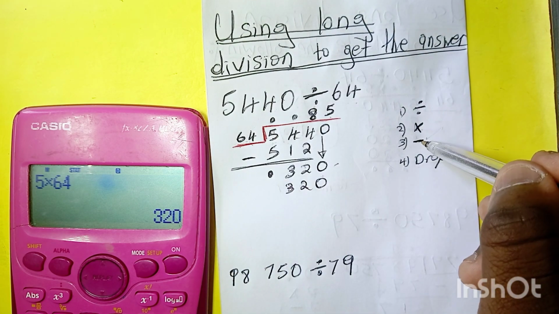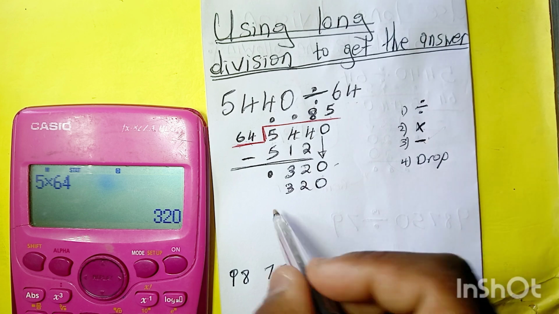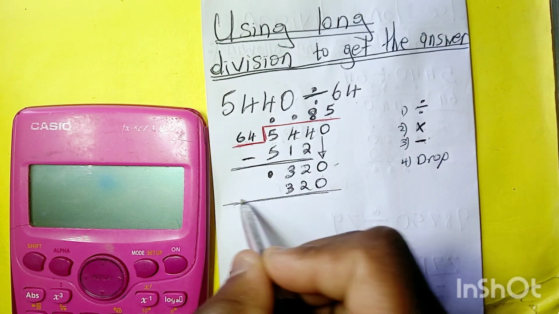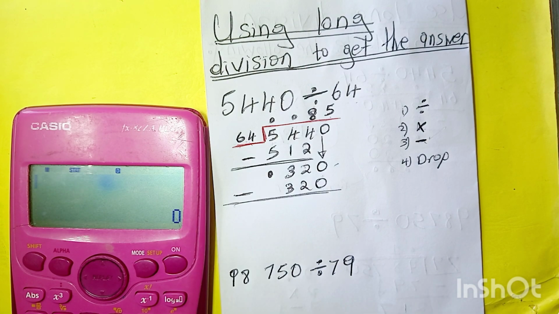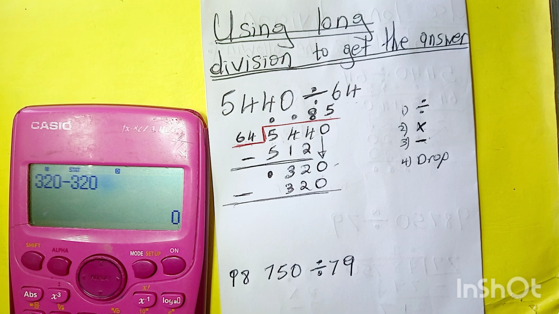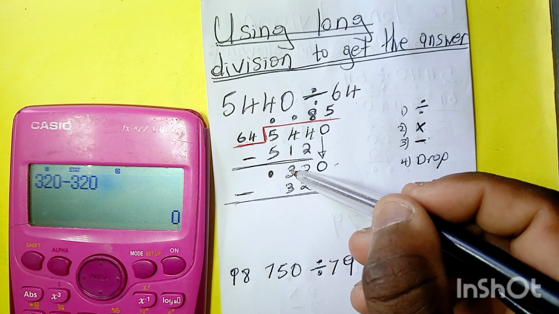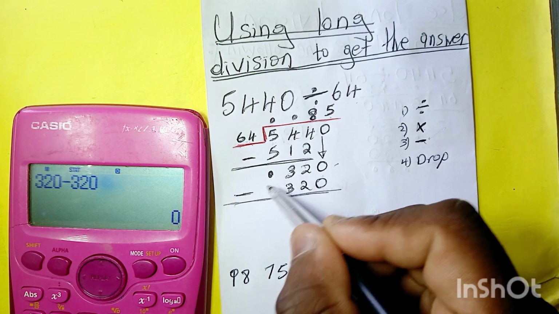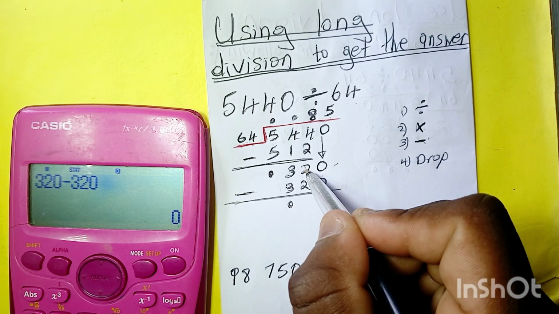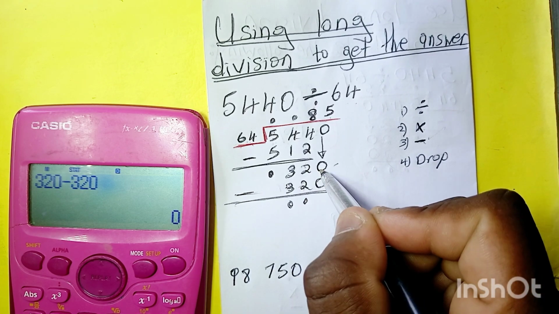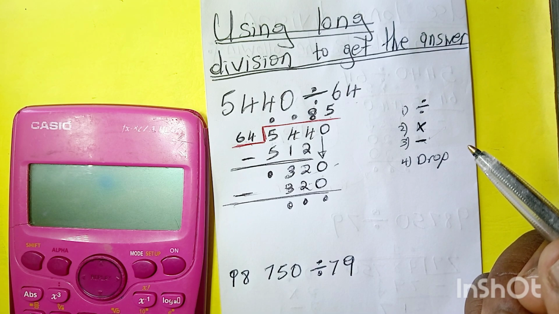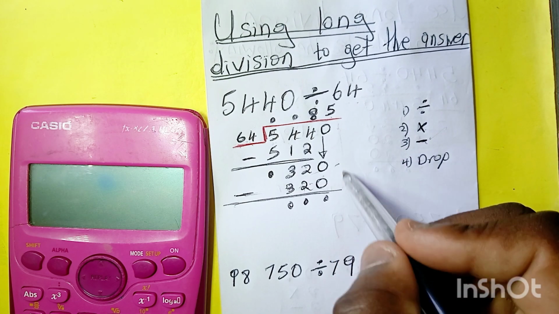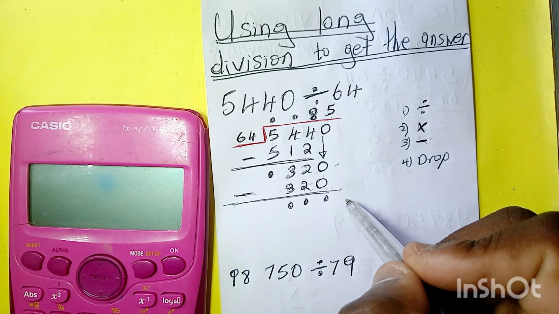So now, before I go to the next step, I underline. Then I say subtract. Meaning now I'll say 320 subtract 320. I just got 0. 3 subtract 3 is 0, 2 subtract 2 is 0, 0 subtract 0 is 0. Do you see, guys? So now there is nothing to drop.